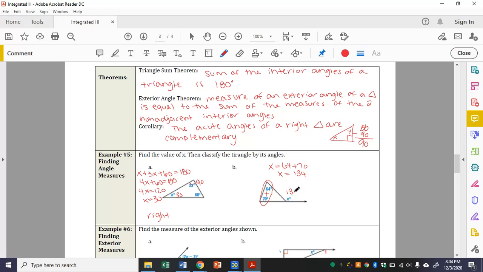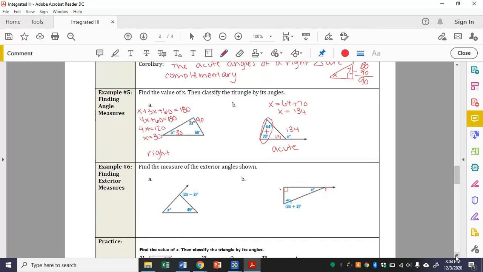Okay. So if this angle is 134, we could find what this last interior angle is just so we can classify the triangle. We would do 180 minus 134, which gives us that this angle here is 44 degrees. Because all of these angles are less than 90, that means that this is an acute triangle.